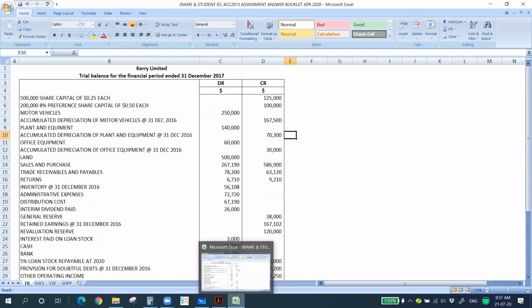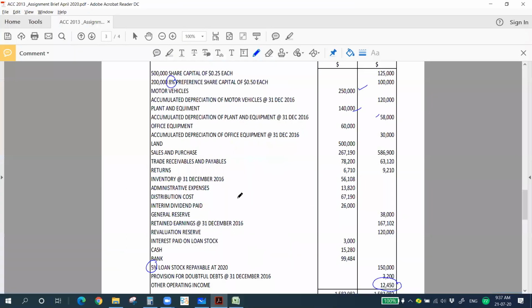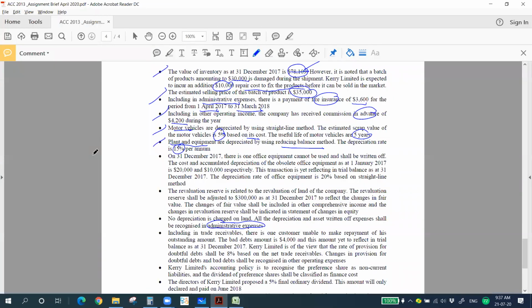All right. So next, the next adjustment is regarding the office equipment. On 31st December 2017, there is one office equipment that cannot be used and shall be written off. The cost and accumulated depreciation of the obsolete office equipment at 1st of January 2017 is 20,000 and 10,000 respectively. It means this is cost, this is accumulated depreciation. This transaction is not yet reflected, meaning it is not yet recorded in the trial balance as at 31st December 2017. The depreciation rate of office equipment is 20% based on the straight line method.